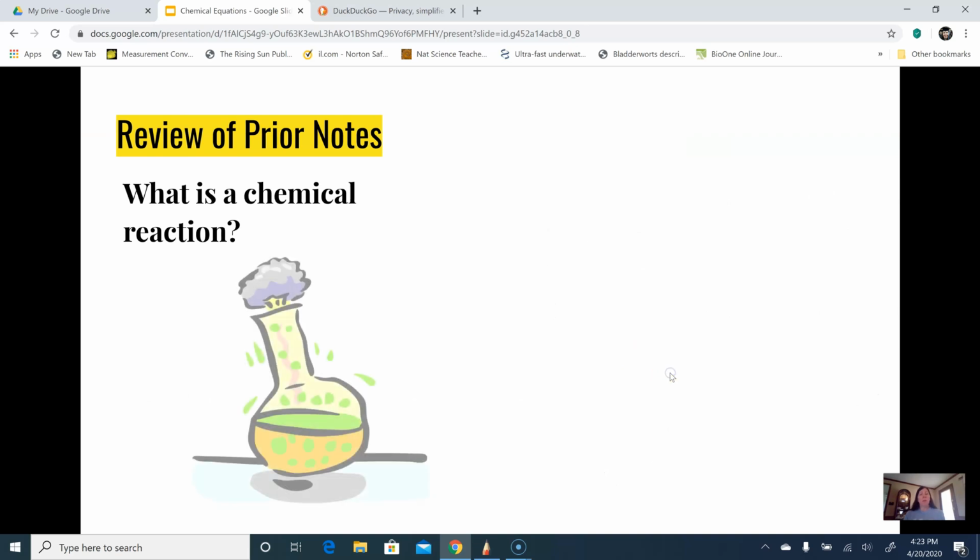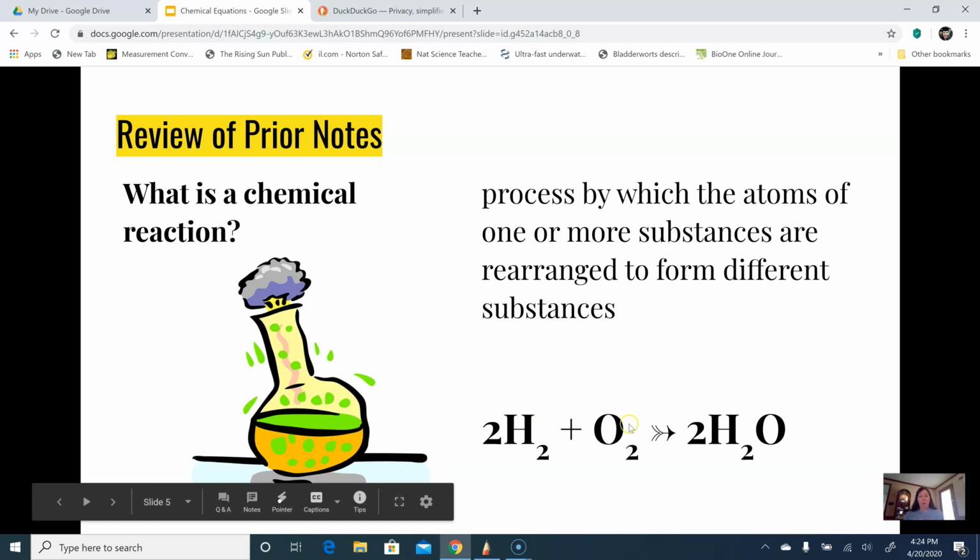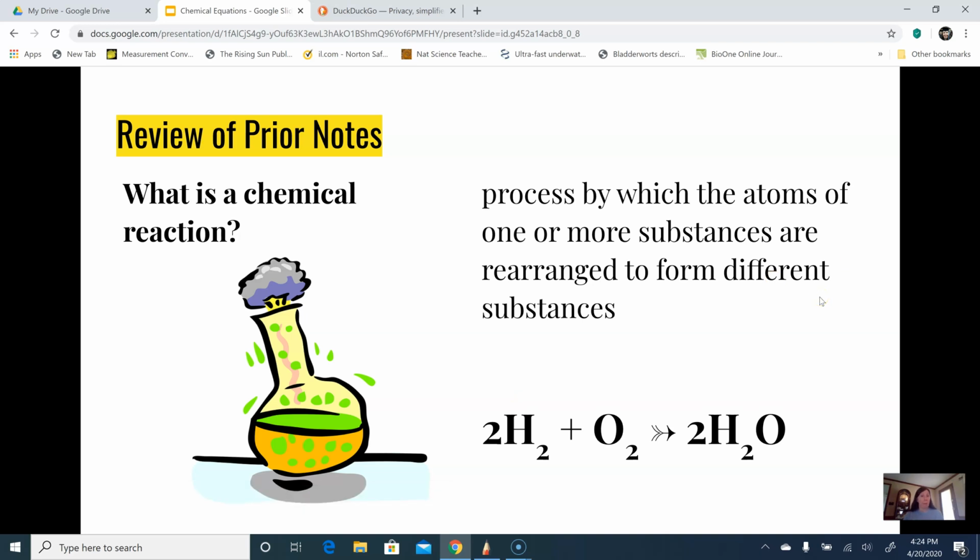Okay, so a chemical reaction is that process where we take some atoms of one or more substances and we're going to rearrange them to form something new. So we call it a chemical reaction. And here's an example of an equation that shows a chemical reaction. We have hydrogen combining with oxygen to create water. So we've put two things together, hydrogen and oxygen, and we've created something completely different, which is water.